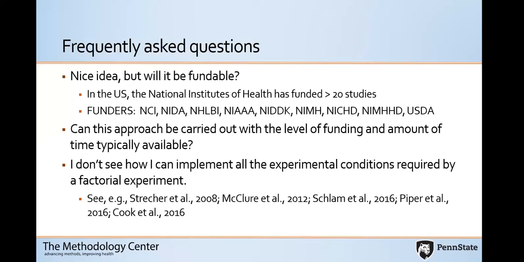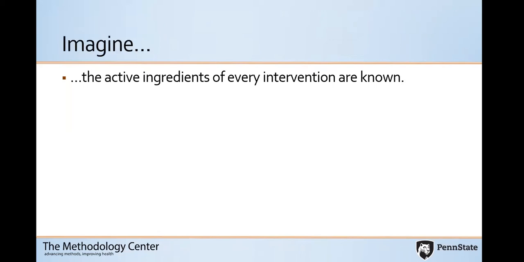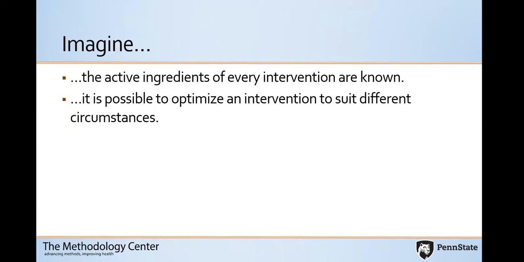So I just would like to conclude by asking you to imagine a world in which the active ingredients of every intervention are known, where it's possible to optimize an intervention to suit different circumstances. So we may have the results of an optimization trial that tells us what the effect of each component is. And you may be in a situation where you can spend $500 a person, and I may be in a situation where I can only spend $300 a person. And we can use the results of the optimization trial to optimize different interventions that would probably have somewhat different components.